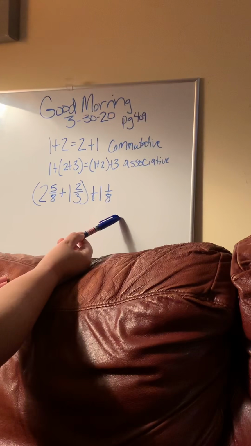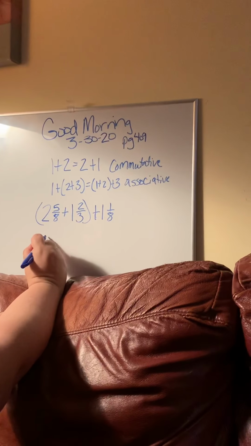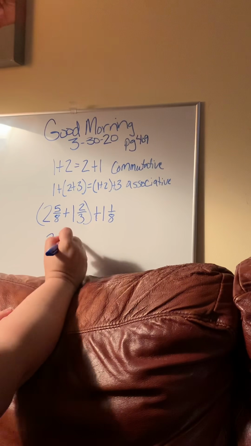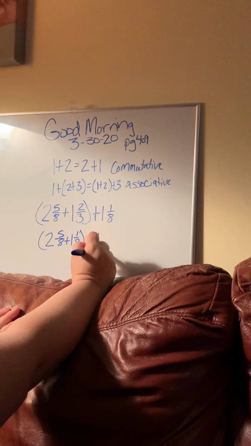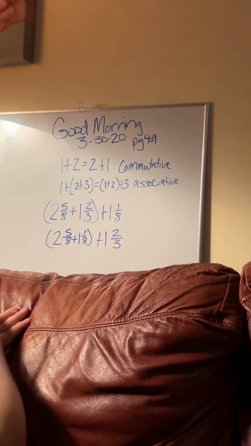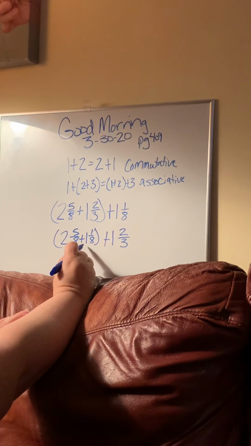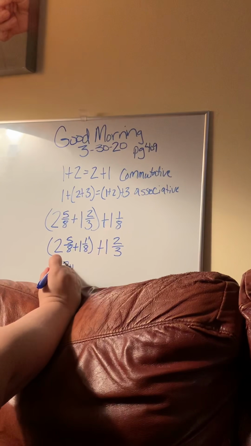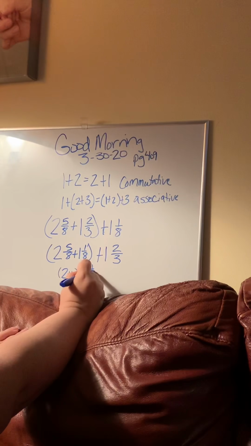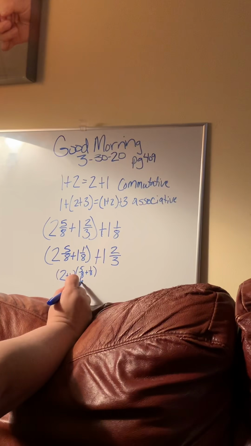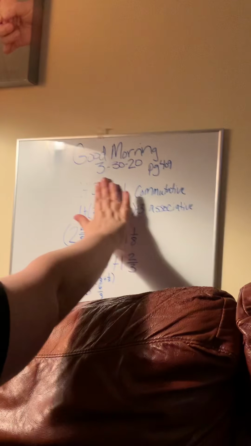For instance, in this problem, the easiest thing to start with would be to regroup these as 2 and 5/8 plus 1 and 1/8, okay? And then add the 1 and 2/3 after that, okay? Because you can add these together easily. You've got 2 plus 1, right? Which would give you 3. You've got 5/8 plus 1/8 together gives you 6/8, right? Okay. So once you've done that, it makes it a lot easier.